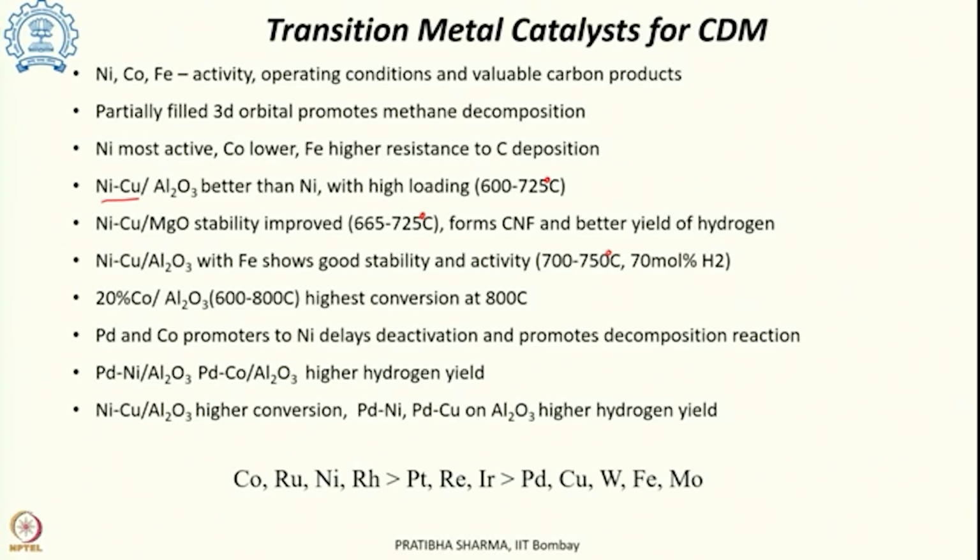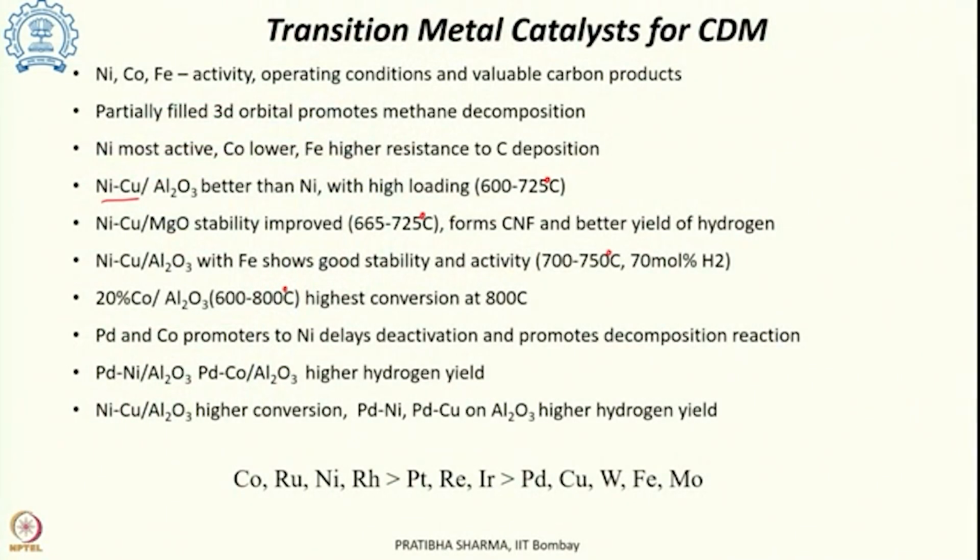Cobalt on alumina can be used in the range of 600 to 800 degrees centigrade, and it has the highest conversion found at 800 degrees centigrade. Other metals like palladium on nickel or palladium on cobalt have also been used, and they provide a higher yield. Palladium also acts as a promoter. So, palladium and cobalt can be used as a promoter in case of nickel, and that delays the deactivation process and also enhances the conversion. So, it promotes the decomposition reaction as well.